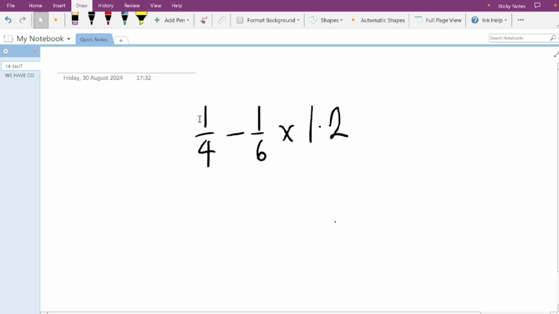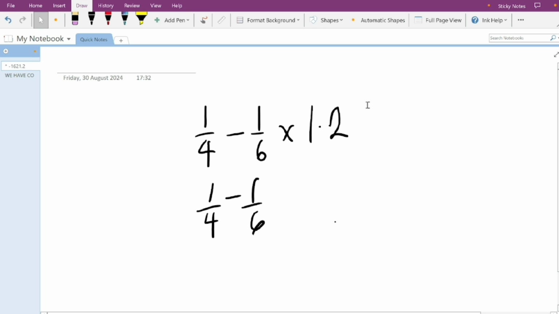What if you are given this question, which is 1 over 4 minus 1 over 6 times 1.2, and you are asked to leave your answer in fraction? It could also be 1 over 4 minus 1 over 6 divided by 1 over 2, and they are still saying leave your answer in fraction. So how do we solve this question? Now we go 1 over 4 minus 1 over 6.